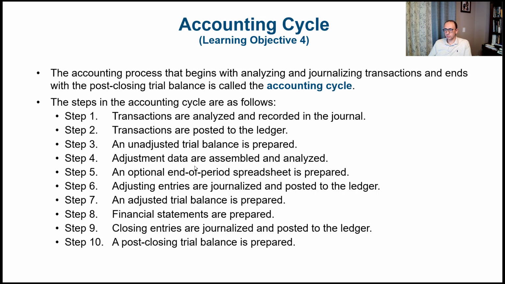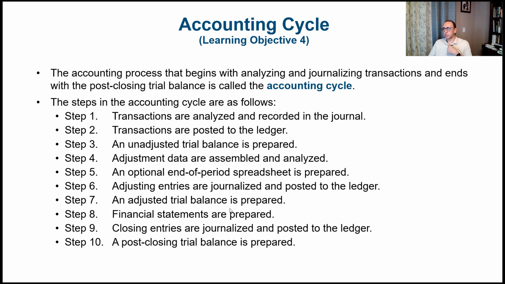Then we make the adjustments, and these are assembled and analyzed. Then there's an optional step, which is to prepare a spreadsheet, end of period spreadsheet. And the appendix of this chapter has some discussion. I'm not going to stress too much on this. You can read it if you're interested. And then the following step would be to record the adjusting entries and journalize them and post them to the ledger.